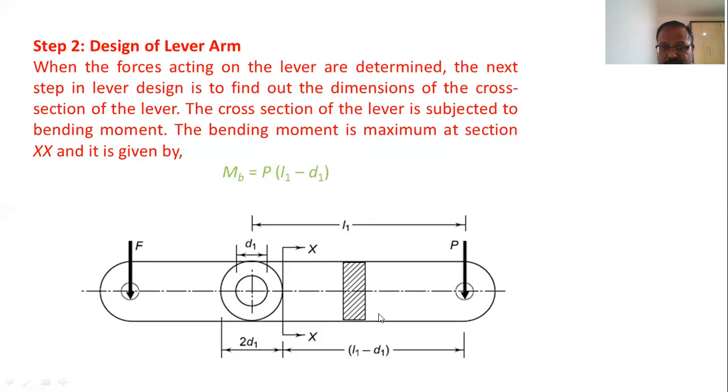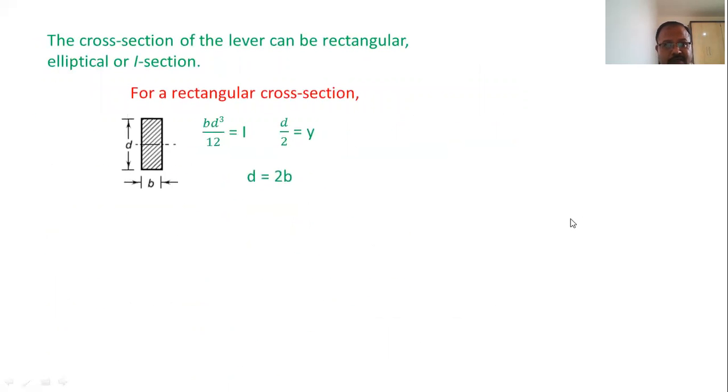Now the cross section of the lever, here in this case it is shown as rectangular one. It can be elliptical cross section, it can be I section also. So depending on the type of cross section, we can find out the different parameters. If it is a rectangular cross section, then this will be width, this will be depth. I can be calculated as BD cube by 12. Y is the distance of extreme fiber from neutral axis. This is neutral axis. Extreme fiber is here, so D by 2. And generally D is taken as twice B. If it is not mentioned, you can consider D is equal to twice B. It can be mentioned as 3B, 4B also, right? So we can put those values.